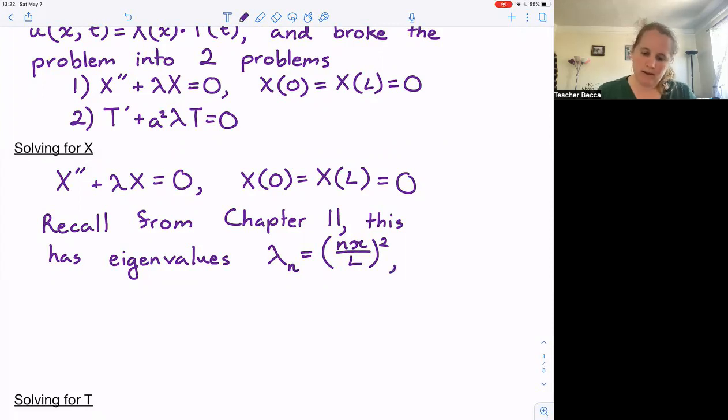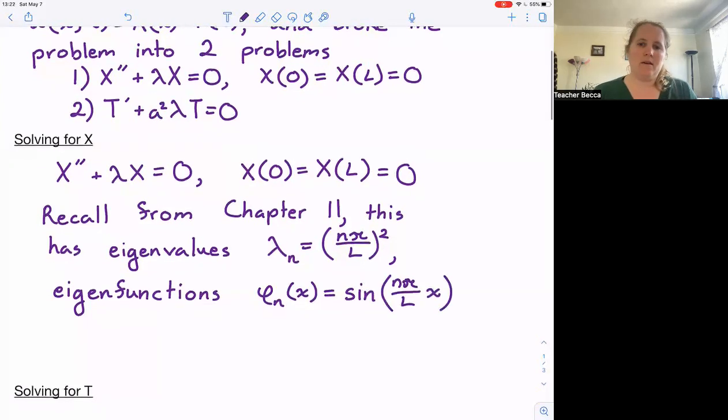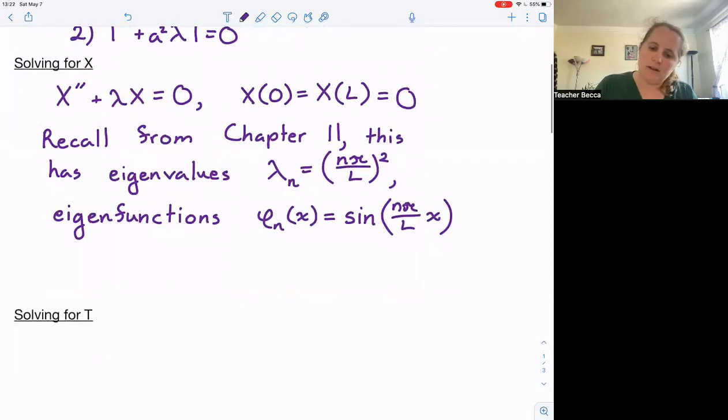And eigenfunctions phi sub n of x equaling sine of n pi over L x. So I'm actually going to change these. Instead of phi sub n, we'll now write these as a capital X sub n.